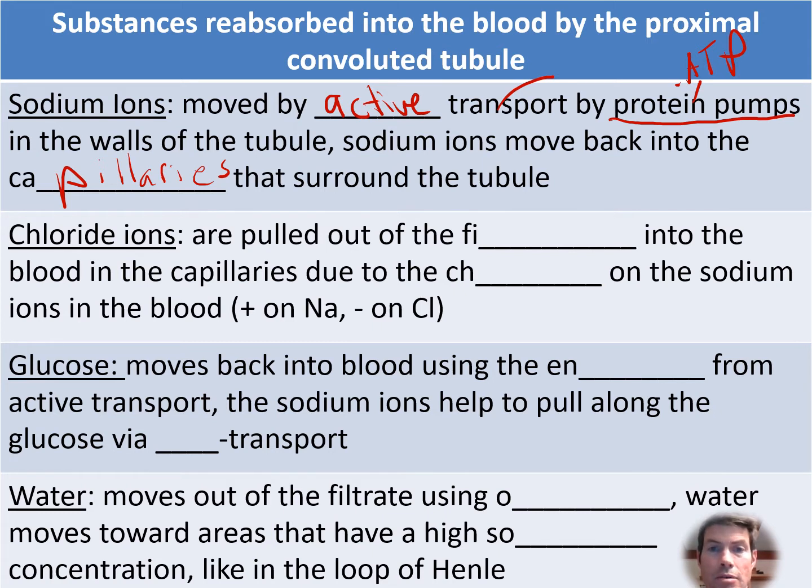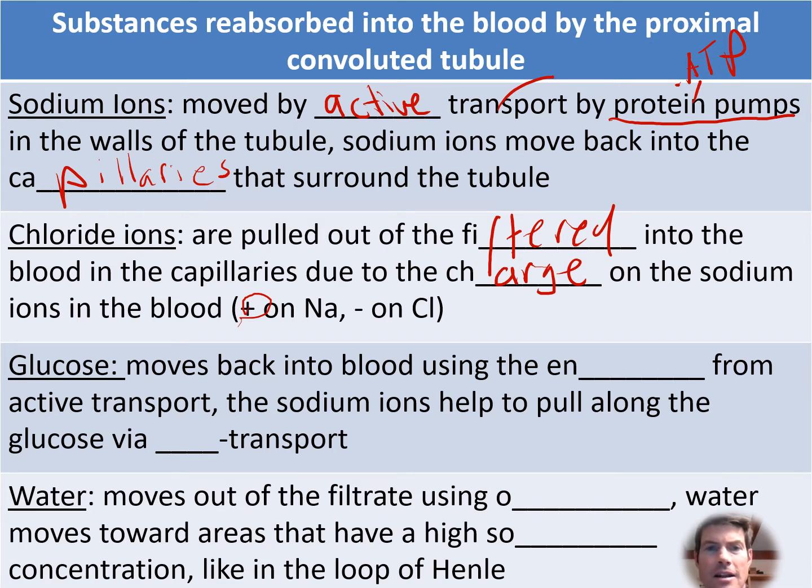Chloride ions are pulled out of the filtered blood into the capillaries due to the charge on the sodium. Okay, so they attract. So check it out. So the sodium, which is positive, starts to move. So then chloride kind of joins onto it.